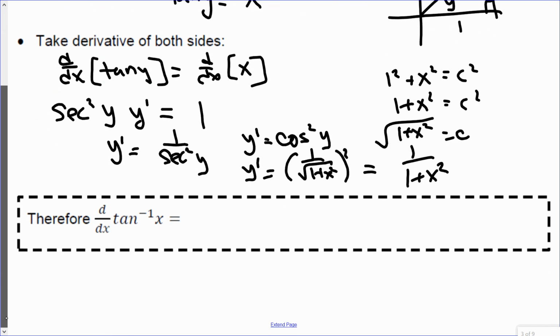Okay, so if y was equal to tan inverse, I now know what y prime is, which is the derivative of tan inverse. And that will just be 1 over 1 plus x squared. So we have now proven the derivatives of sine inverse, cos inverse, and tan inverse. Let's just put those all together so we can see how they're all related.